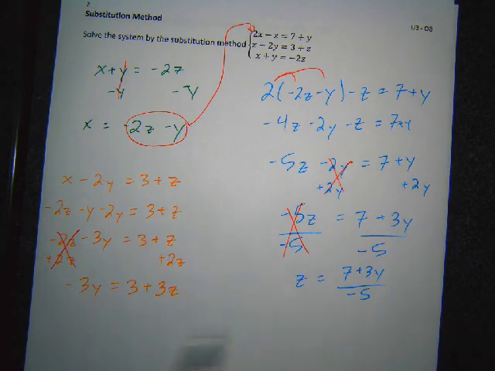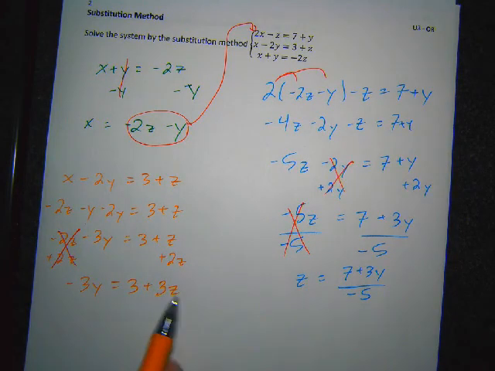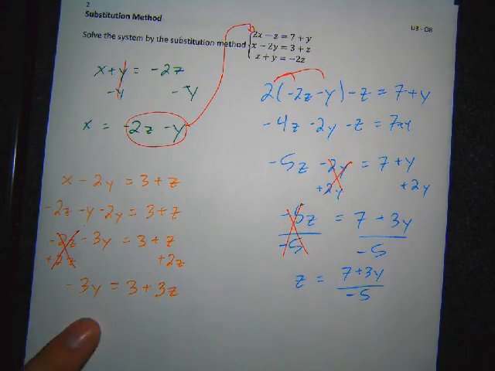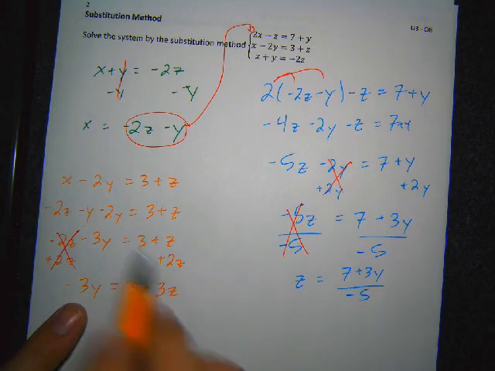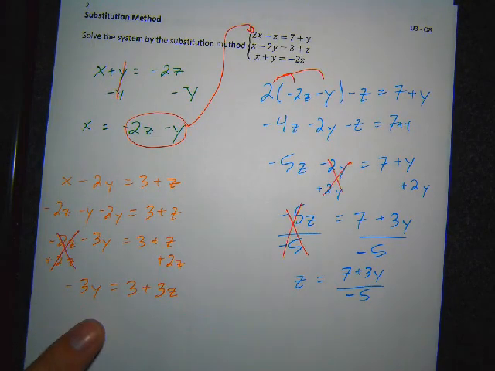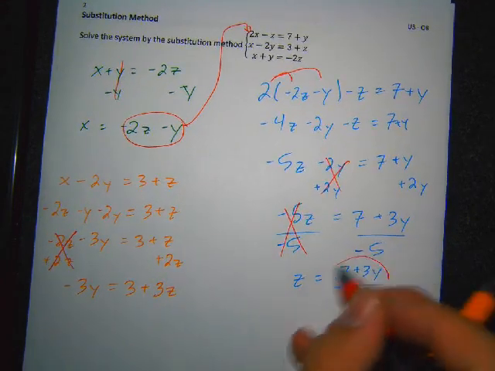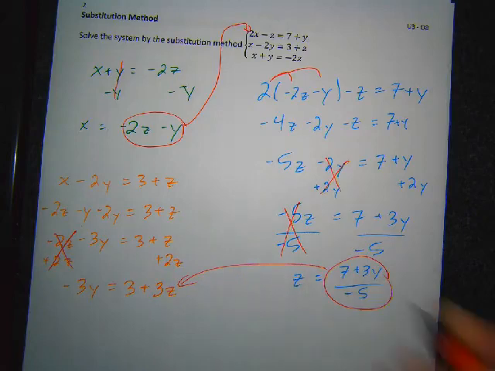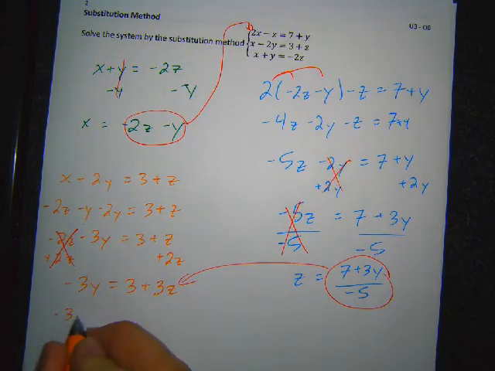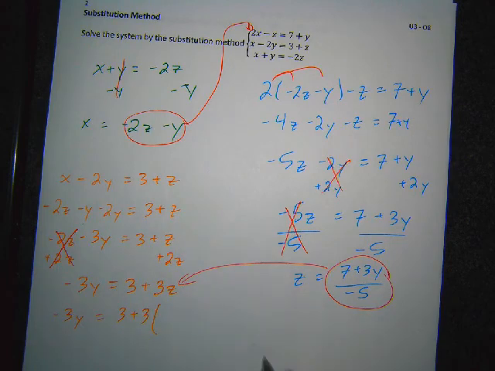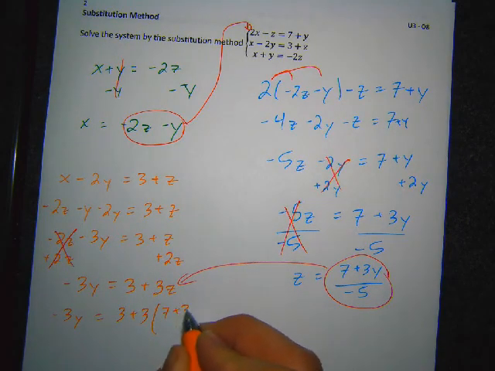And so now that I've gotten this simplified quite a bit, I don't need to worry about solving for y yet, but I'm just trying to get it down to just one y and one z. Then I can take this z part I had and substitute that in. So I plug this in here. All this stuff, I'm going to plug in for z. So I get negative 3y equals 3 plus 3 times this whole expression, which is 7 plus 3y over negative 5.